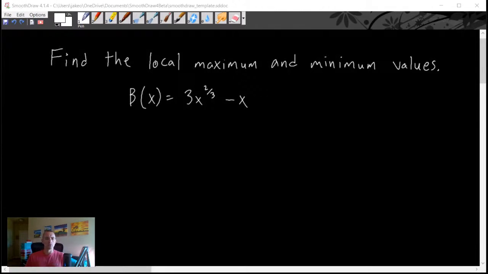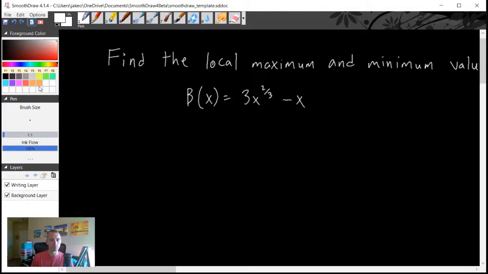So first thing we're going to do is this example here. Find the local maximum and minimum values of this function, b of x equals 3x to the 2/3 minus x. So like I said in the intro, when you're doing these problems, the first thing you want to do is find the critical numbers. I have covered this in a handful of other videos, especially recently, but just to quickly go over what that looks like, we'll start there.